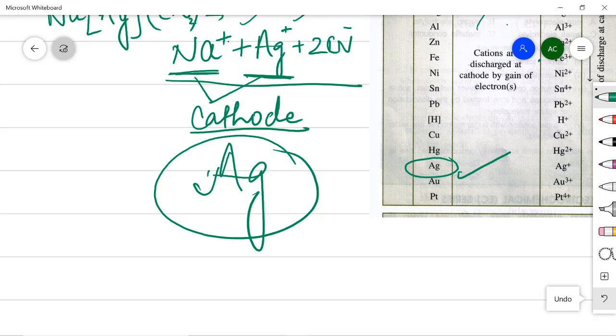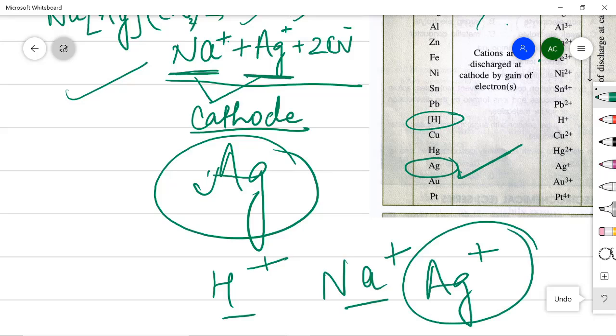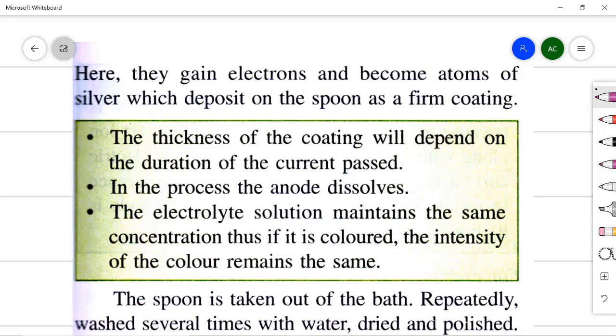So in this way, ions of both sodium and silver will be formed, but preference will be given to silver. Okay, one more thing, as I told you, it is a solution of sodium argentocyanide. So one more cation will be formed, that is H plus, by the breaking of water, and again you can see hydrogen is here. So then also the preference will be given to silver. How many positive ions are here? Sodium, silver and hydrogen. But who will be given preference? Silver, because it is lowest in the electrochemical series. So we have seen that the silver ions gain electrons and become atoms of silver, which deposit on the spoon as a firm coating. Thus, silver coating is done.